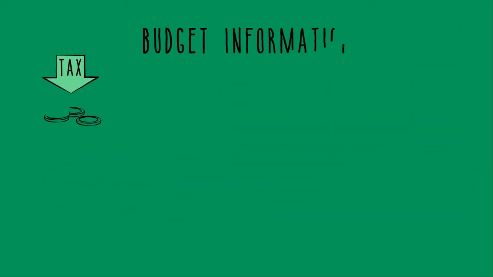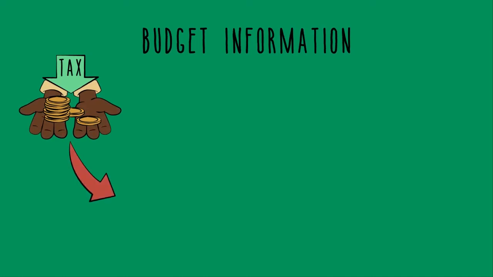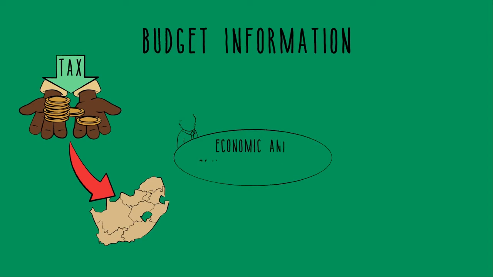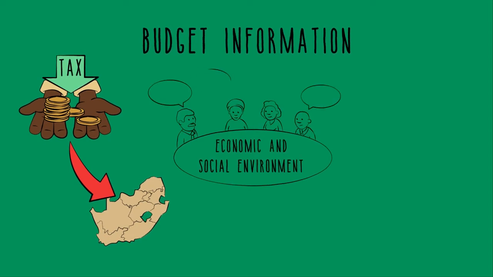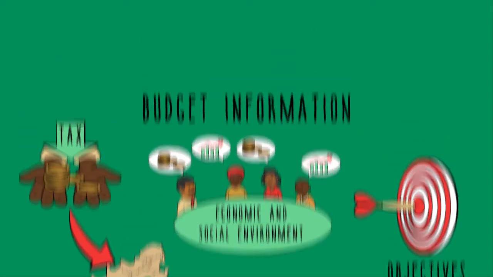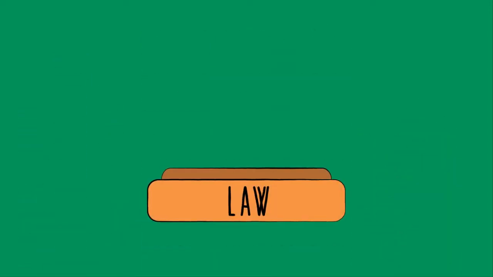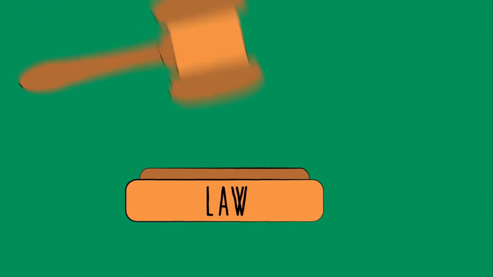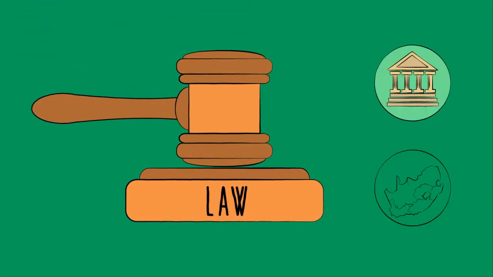These documents provide important information, not only on how government plans to collect tax and spend public money, but also on the overall economic and social environment, the progress of the state in meeting its objectives, and what its future objectives are. Together, these explain the government's budget decisions. But for a budget to come into operation, it must be made law by national parliament and provincial legislatures.